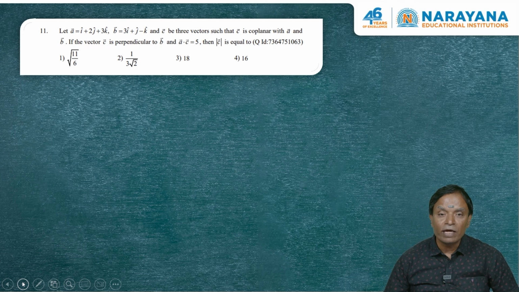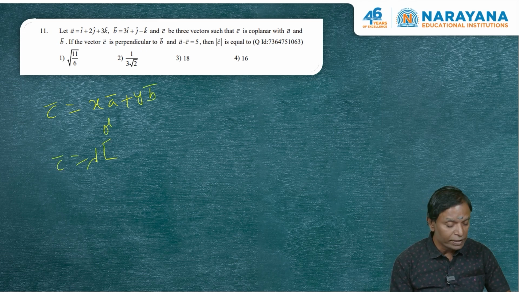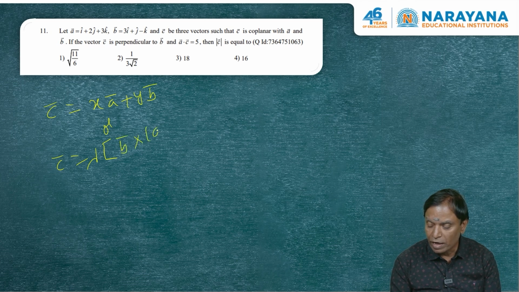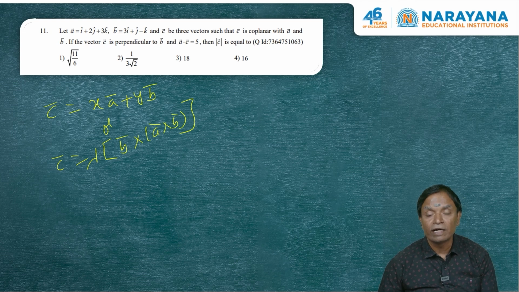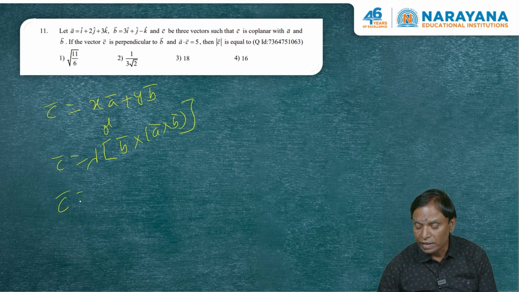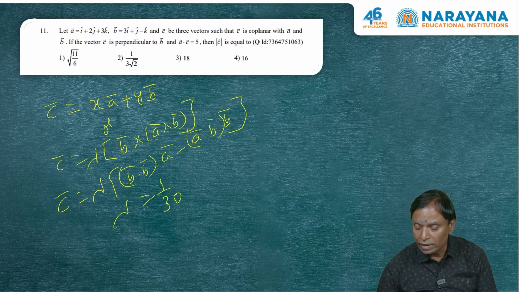Since C bar is coplanar with A bar and B bar, you can take C bar is equal to either xA bar plus yB bar, or C bar you can also take as lambda times B cross (A cross B). You can take any one of these from the given data. You can get the value of lambda in the second case, or you can get the values of x and y. If I take the second case, C bar is lambda times (B dot B into A bar minus A dot B into B bar), and use the condition that A dot C is equal to 5. You will get lambda is equal to 1 by 30.